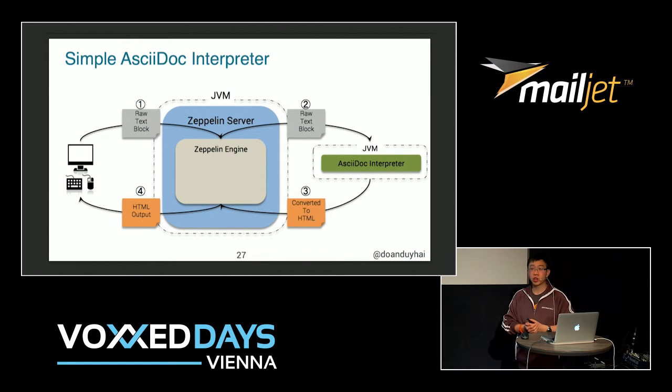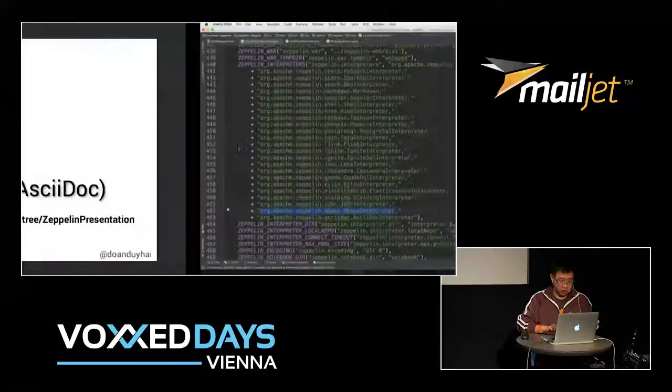So let me show you how we can write a very simple interpreter, an AsciiDoc interpreter. Who knows Markdown here? AsciiDoc is very similar to Markdown. It is just another syntax to format text. So the idea of my AsciiDoc interpreter is: I receive a block of text, I format it as HTML, and I send it back to the front end. And that's it. That's simple. So let's see the source code.